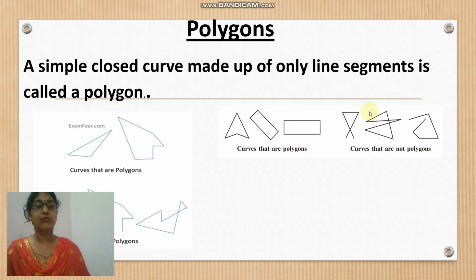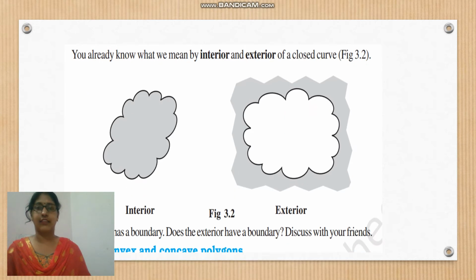Similarly, when we observe this figure, we can see that it is also not a simple curve, so it is also not a polygon. This figure is also not a polygon because it is open. So simply, a polygon is a simple closed curve entirely made by line segments.